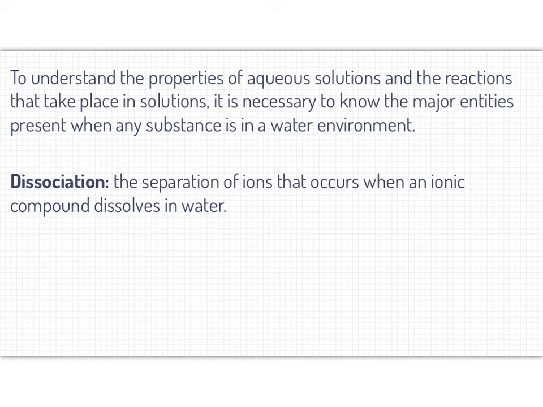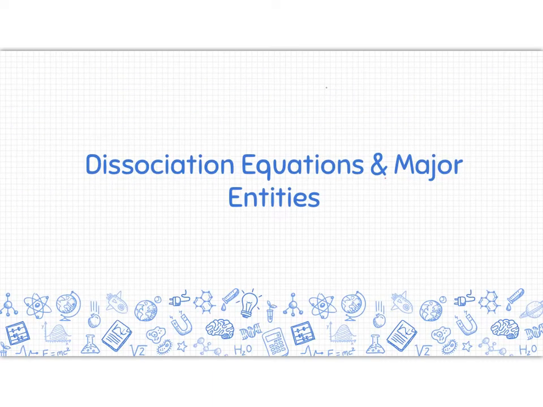Understanding properties of solutions and the reactions that take place in the solutions helps us to know the major entities, or what is present in any substance in its water environment. A dissociation is, again, the separation of ions that occurs when an ionic compound dissolves in water. We're going to take a look here at the dissociation equations and major entities for different substances. We'll look at ionic, molecular, and acidic substances.